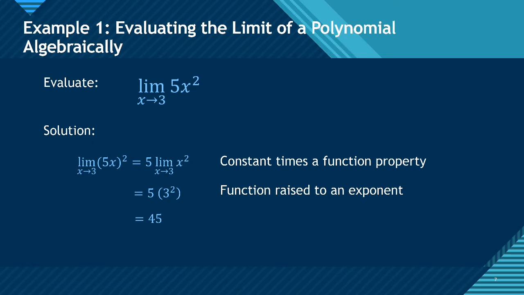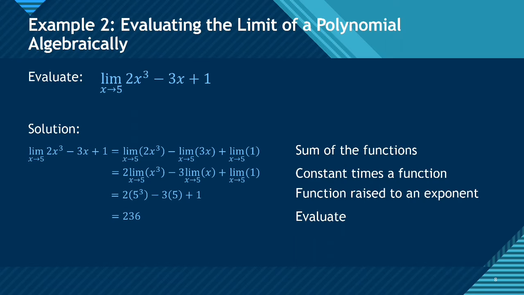Here's an example. Limit of 5x squared as x approaches 3. The limit of 5x squared as x approaches 3 can be evaluated using the constant times the function property, wherein we substitute 3 for the variable x in the polynomial function. 5 times 3 squared, the function raised to the exponent 2, and the answer is 45. Therefore, the limit of this polynomial function is 45.